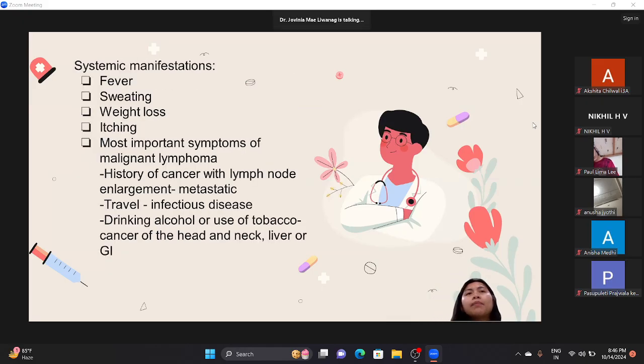So for the systemic manifestations, this includes fever, weight loss, itching, then the most important symptoms of malignant lymphoma. So history of cancer with lymph node enlargement will lead you to a metastatic disease. For example, if the patient had travel history, maybe the cause is infectious. And if the patient drinks alcohol or uses tobacco smoke, usually it will lead to head and neck cancer, even liver and GI cancer.